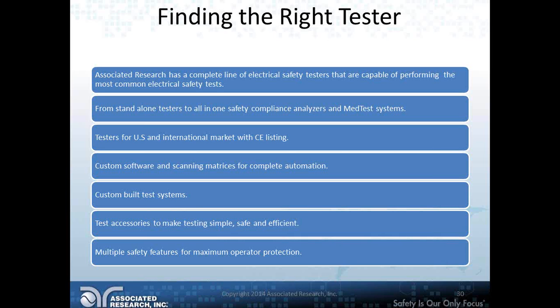So to start with, Associated Research has a complete line of electrical safety testers that are capable of performing the most common electrical safety tests. We have standalone test equipment that can, for example, do just a ground bond, just a high pot, or just an insulation resistance test. And then we have combinations of different test types that can be performed using all-in-one, two-in-one, or four-in-one equipment. We have full electrical safety compliance analyzers and medical test systems. We have instruments for the U.S. and the international market with CE listing.